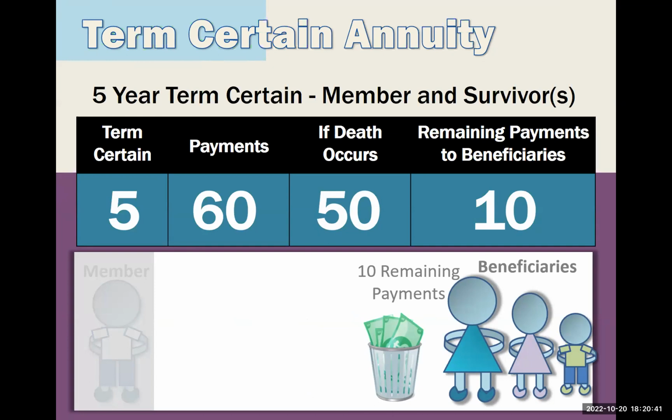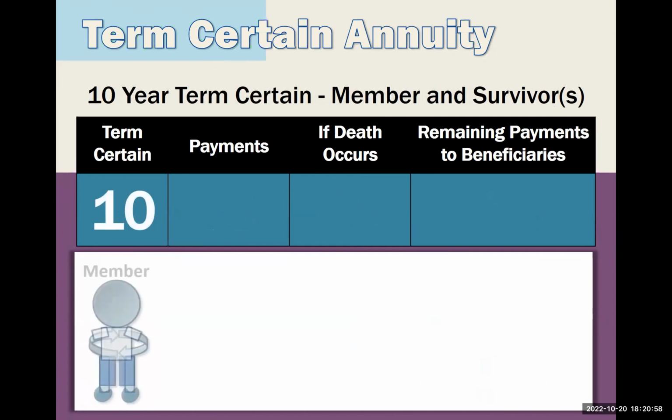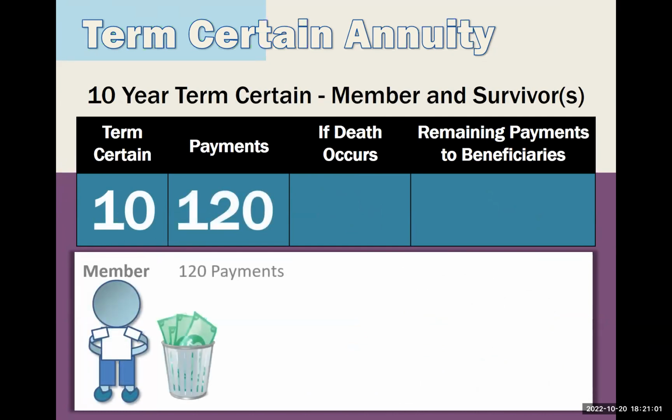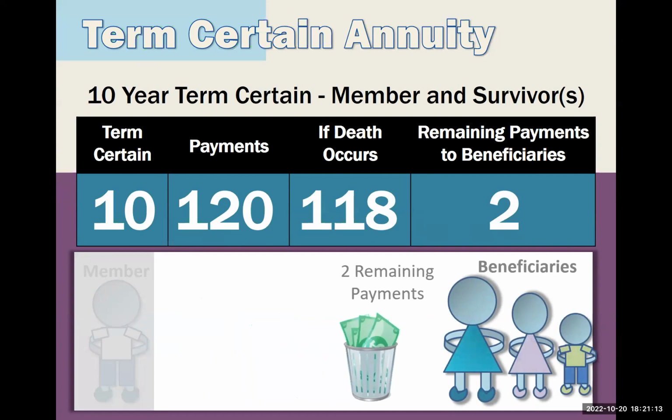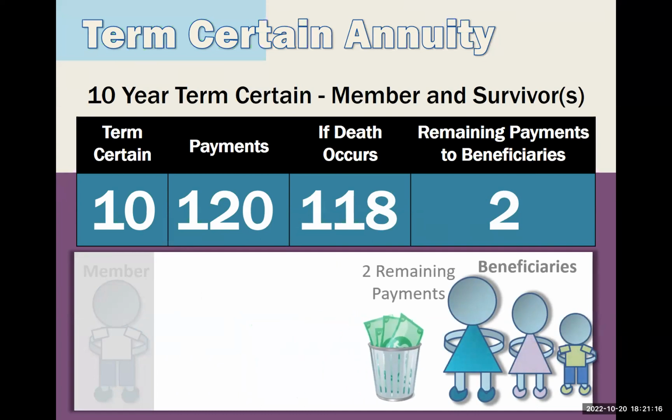Now, an example of why you might choose this option, well, let's say your car will be paid off in the next 5 years. And if you pass away within that time frame, you know your spouse or your children, they do rely on this money to make that car payment. If you choose the 10-year term certain, that's a total of 120 reduced payments for you, the member. If you pass away after the 118th payment has been made, then there will be 2 remaining payments left to pay to your beneficiaries. After that, then the 10-year term has been satisfied and no more payments will be made and the account will be closed.